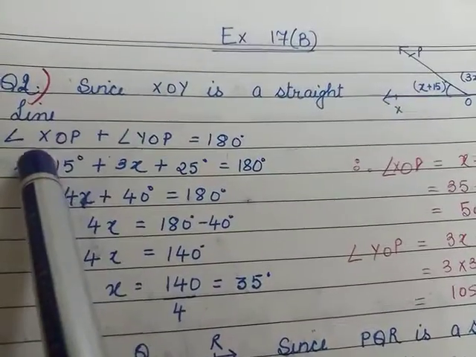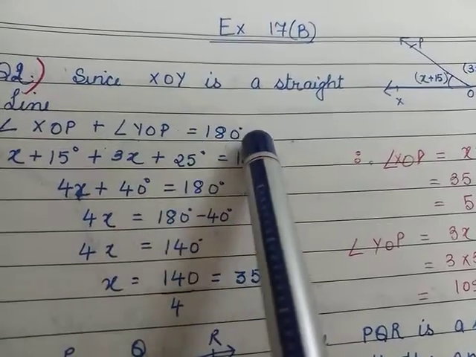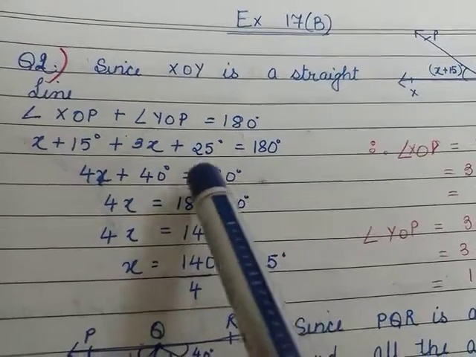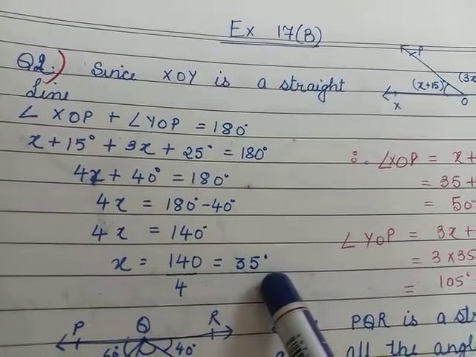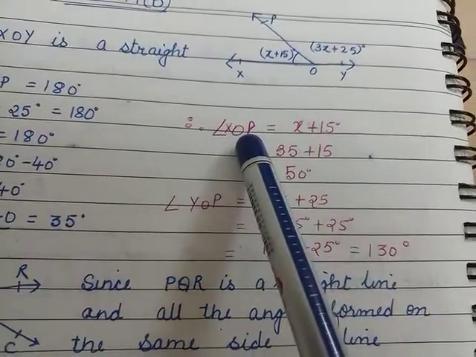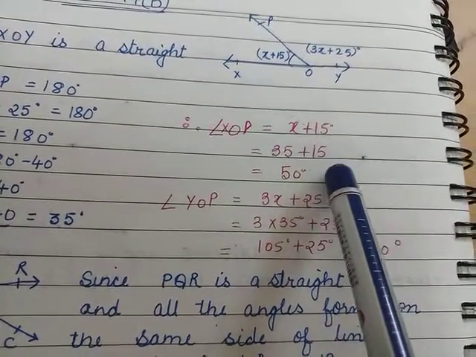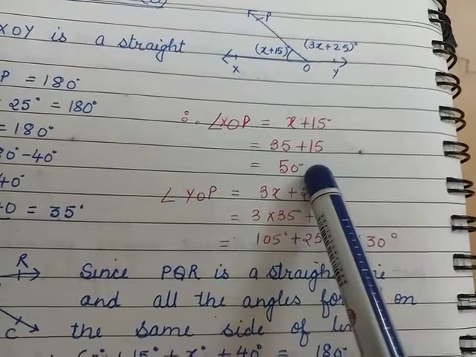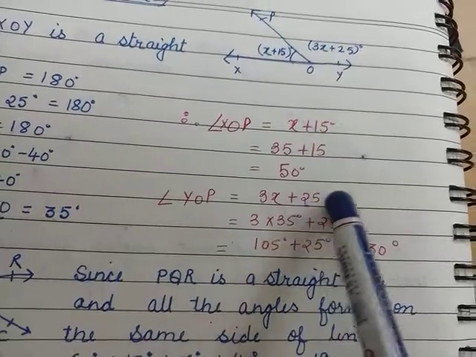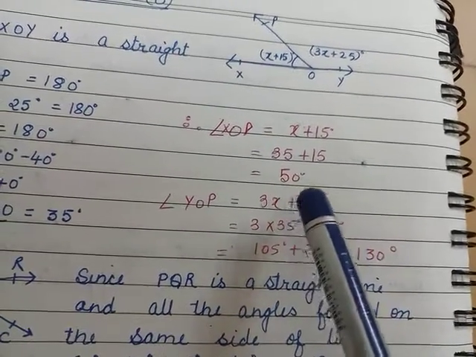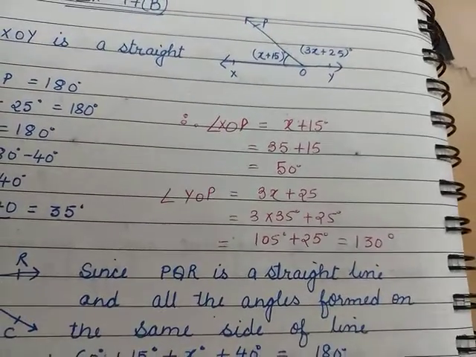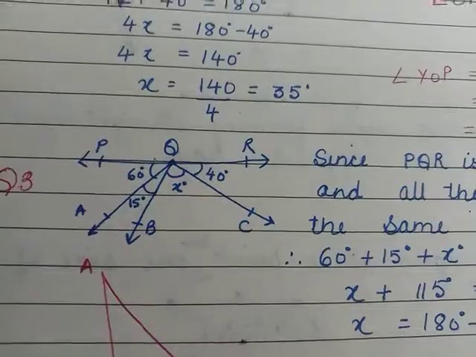So we'll write angle XOP plus angle YOP is equal to 180 degrees. We'll add both and we'll get the value of x, that is 35 degrees. Now we calculate angle XOP. Angle XOP, we put the value of x, we'll get it as 50 degrees. The value of angle YOP is equal to 3x plus 25. We replace x with 35 and we get the value of angle YOP as 130 degrees.